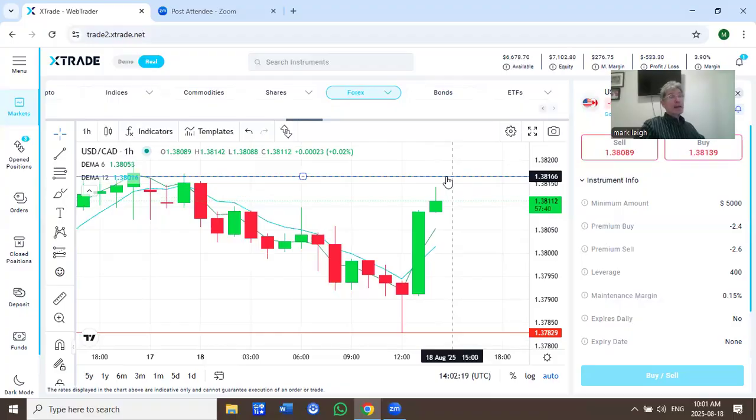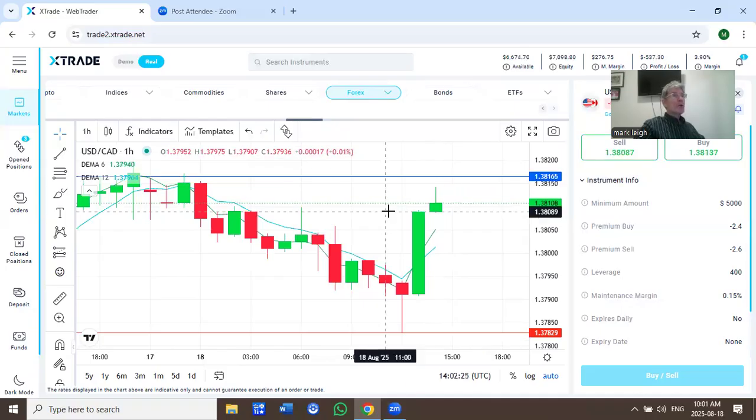We'll see if that can be maintained during the US session, or if there's going to be a turnaround from dollar strength to dollar weakness. We have resistance and support levels to work with.